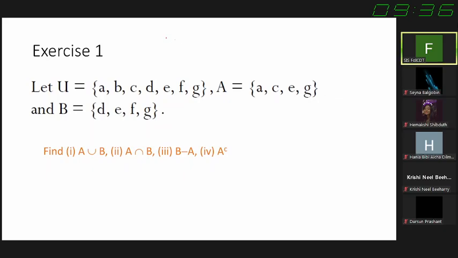So what is A union B? Anyone can tell me? Any volunteer, please? A union B? Yes, who's speaking? It's Ashley. Yes, Ashley. A union B is A, C, D, E, F, G. Yes, I agree with you, my friend.